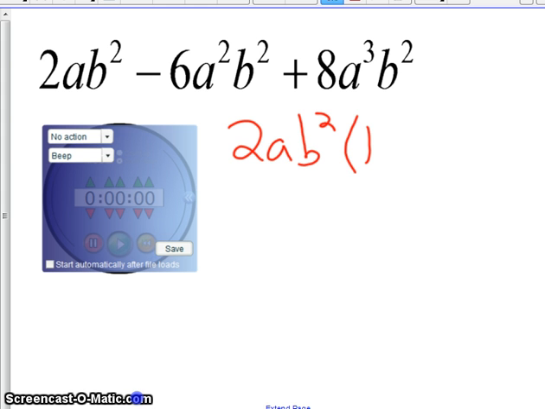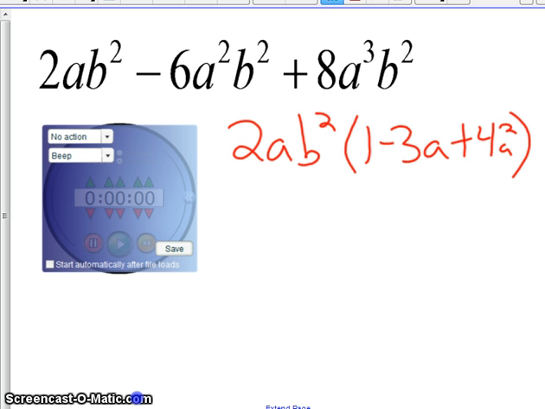Negative 6 divided by 2 is negative 3. A to the second divided by a is a. B to the second divided by b to the second is 1. But again, negative 3a times 1 is negative 3a. So that's why I'm not writing 1 for this. All right, 8 divided by 2 is 4. A to the third divided by a is a to the second. B to the second divided by b to the second is 1. So there we go.